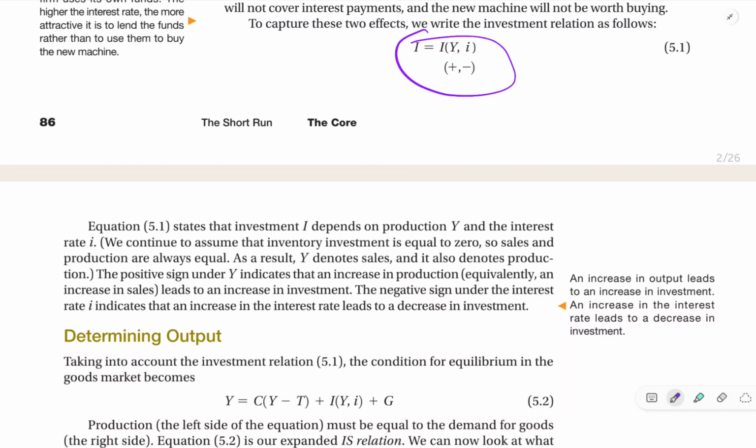We continue to assume that inventory investment is equal to 0, so sales and production are always equal. As a result, Y denotes sales and it also denotes production. The positive sign under Y indicates that an increase in production, equivalently an increase in sales, leads to an increase in investment. The negative sign under the interest rate i indicates that an increase in the interest rate leads to a decrease in investment.